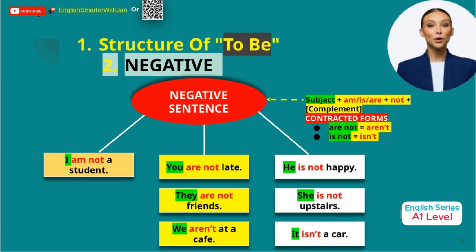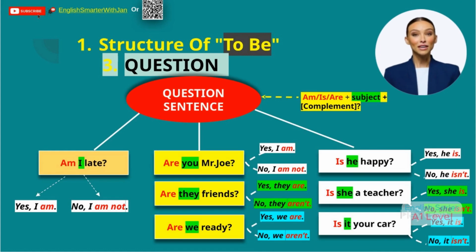Now let's move on to forming the negative with the verb to be. Consider these examples. Do you notice the additional word? What is it? Yes, it is the word not. From these examples, we can see that to create a negative sentence, we simply add not after the verb to be. Remember, you can use the contracted forms aren't for are not and isn't for is not. However, there is no contraction for am not.